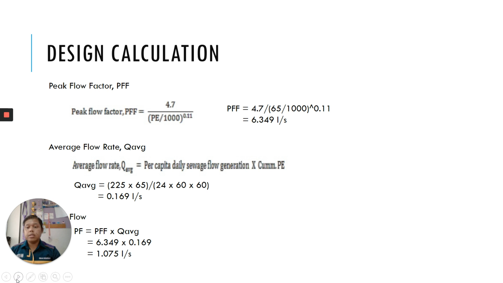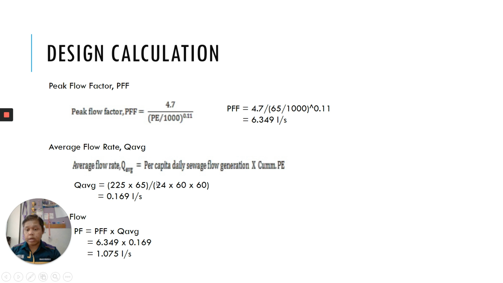So this is the design calculation. The first one, we have to calculate the peak flow factor. The peak flow factor is equal to 4.7 divided by PE over 100, to the power of 0.11. I get this answer, 6.349. And then we have to calculate the average flow rate, Q average. It is equal to the per capita daily sewerage flow generation, which is 225, times 65, the cumulative PE, and then divided by the day.